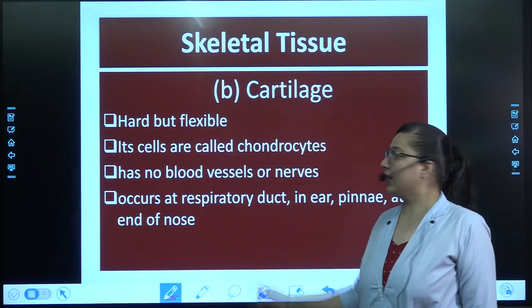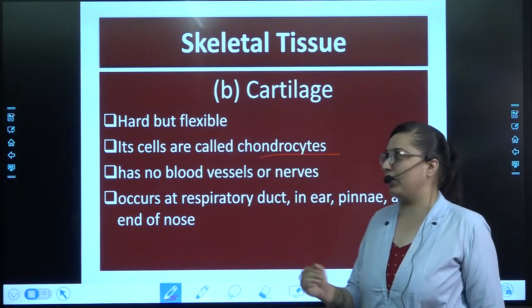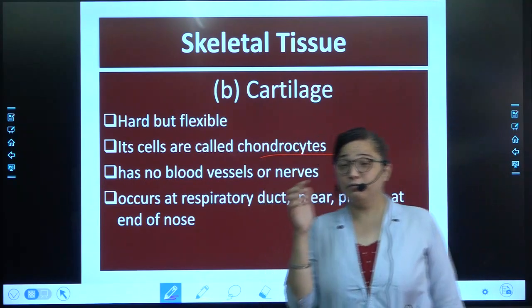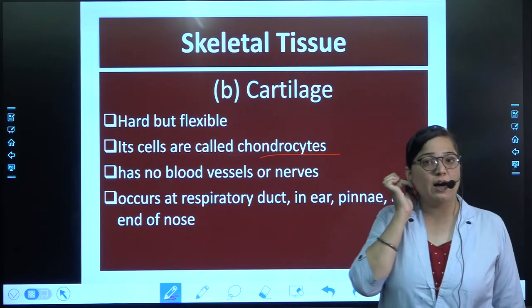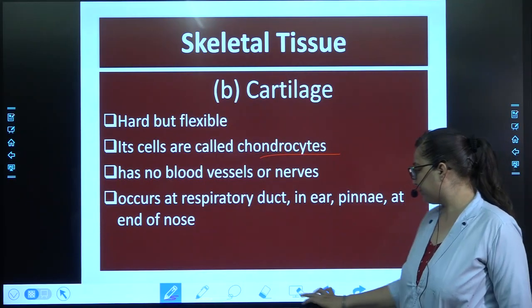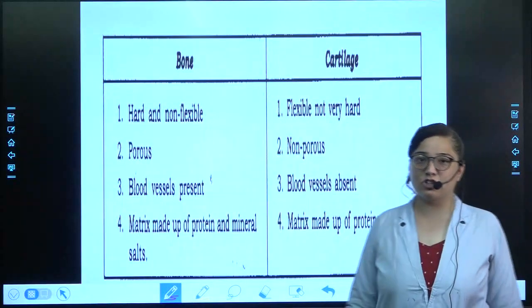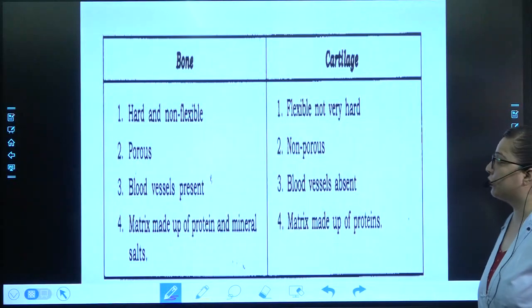What are its cells called? Chondrocytes. They have no blood vessels or nerves. And where do they occur? At the respiratory duct, near the nose, at the end of the nose, and at the ear pinnae. Then the difference between the bone and cartilage. Read it, then we'll move further.